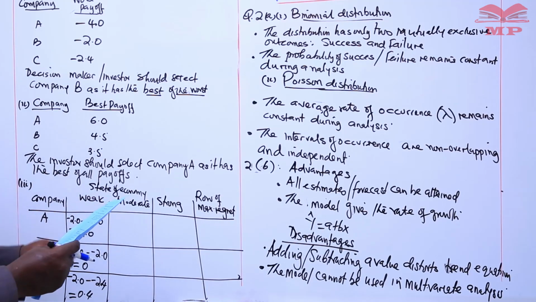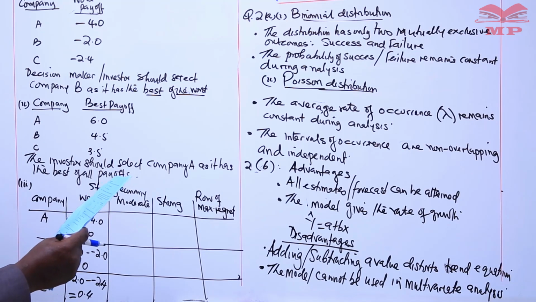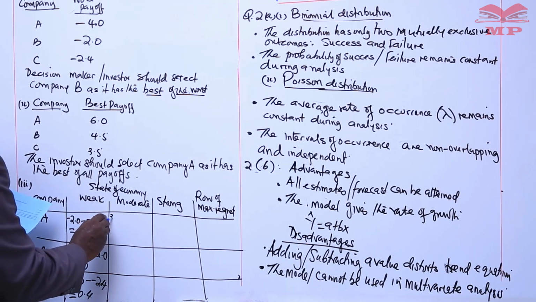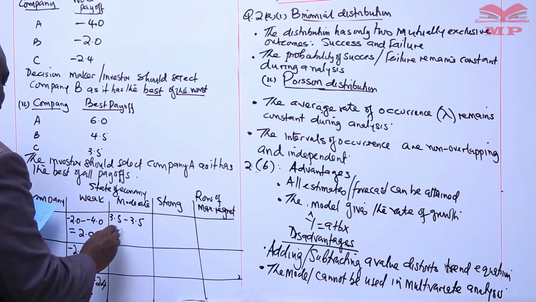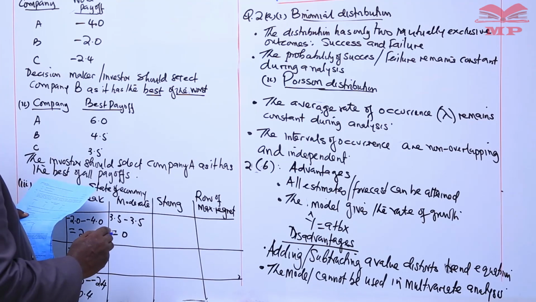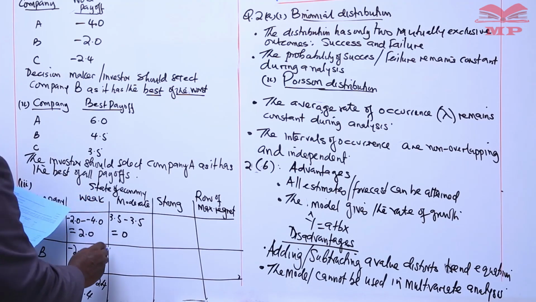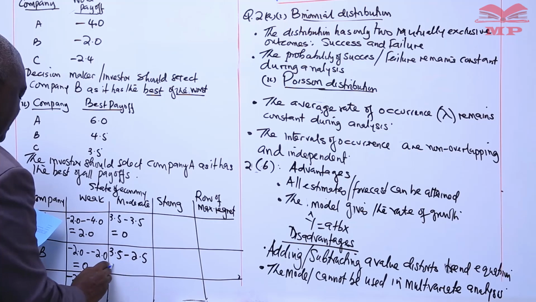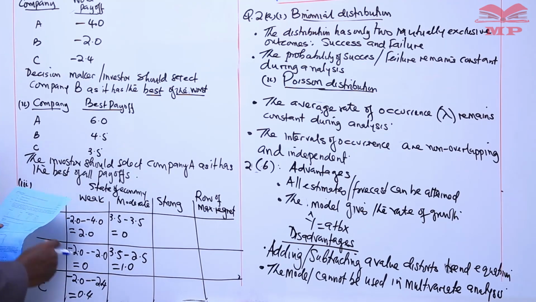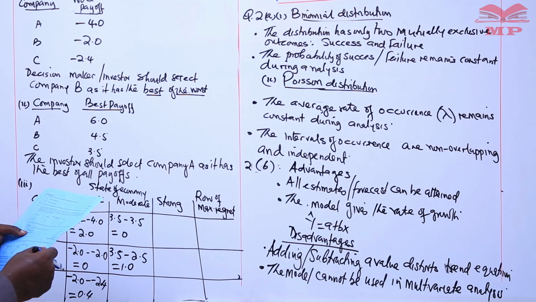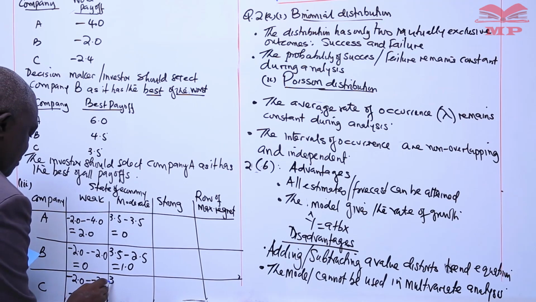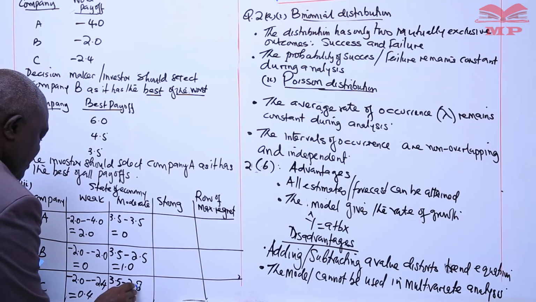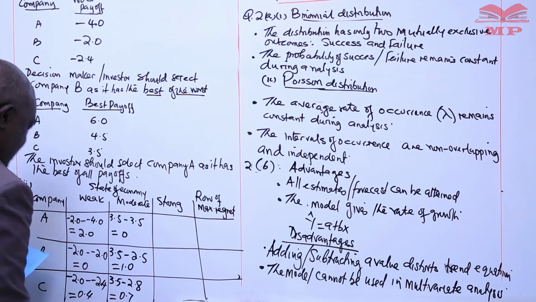Next, moderate. The highest in this case is 3.5. All the values are subtracted from 3.5. So 3.5 minus 3.5, regret is 0. Then 2.5 and 3.5, so I have 3.5 minus 2.5, regret is 1.0. Then I have 3.5 minus 2.8, regret is 0.7.